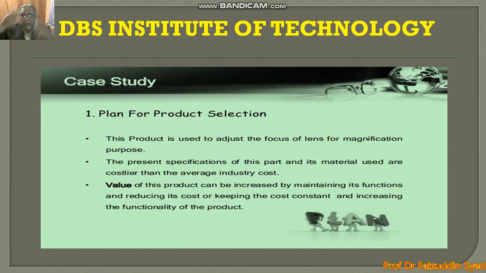This is the plan for product selection. This project is used to adjust the focus of a lens for magnification purposes. The present specification of this part and its material used are costlier than the average industry costs. The value of this product can be increased by maintaining its functions and reducing its cost, or keeping the cost constant and increasing the functionality of the product.